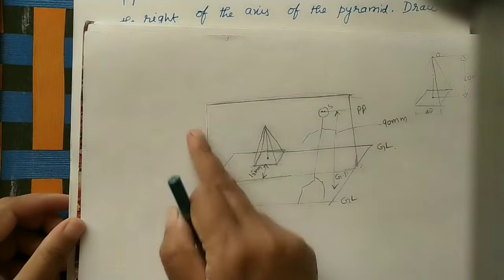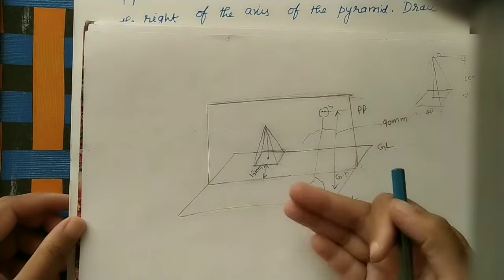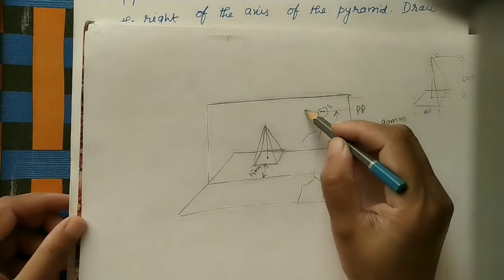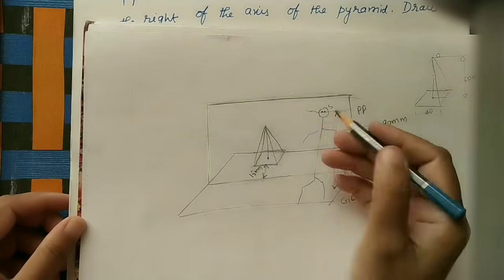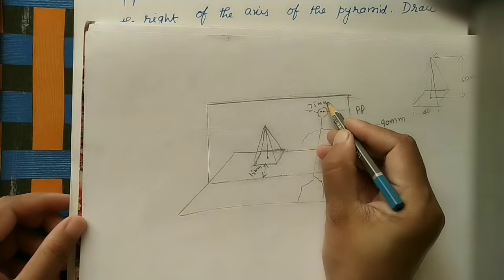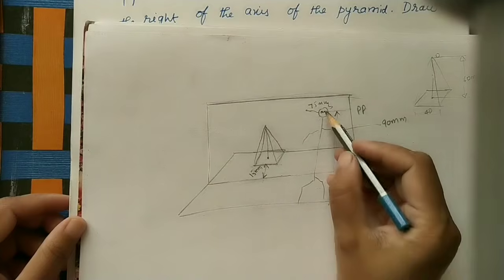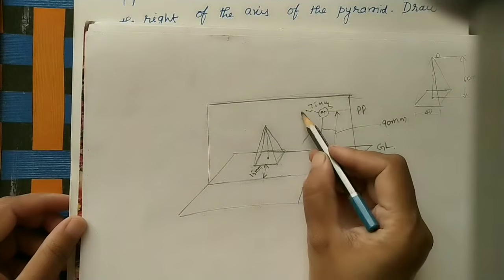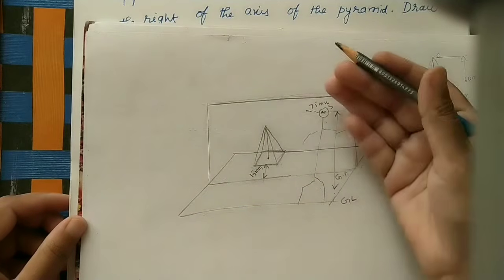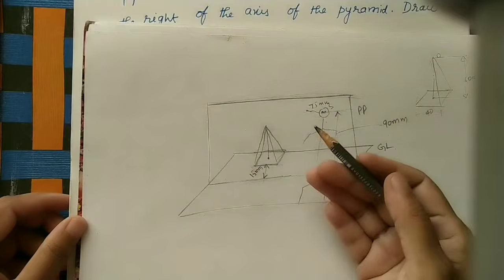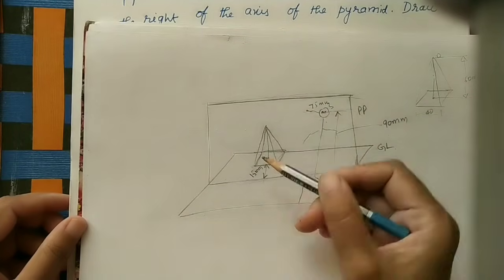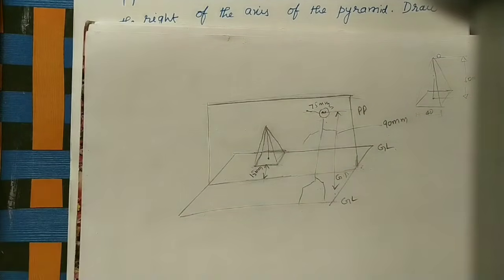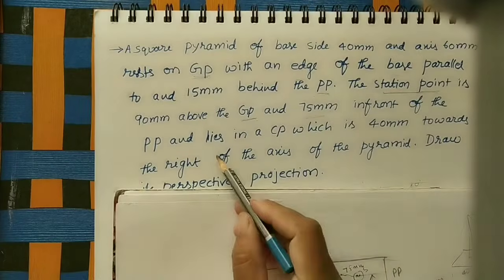So this is the PP plane. In front of means this gap from the picture plane to the observer's eye is 75 mm. Just roughly I am marking here. So his station point is 90 mm above GP and 75 mm from PP. On one side of this picture plane he is standing in front of it. Behind it, this solid is there. Correct?